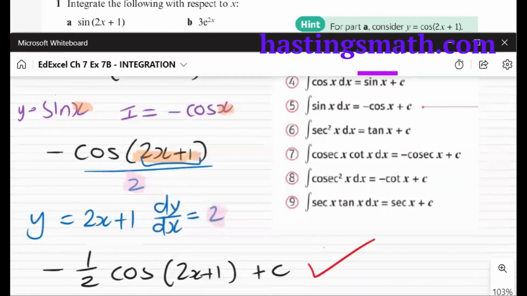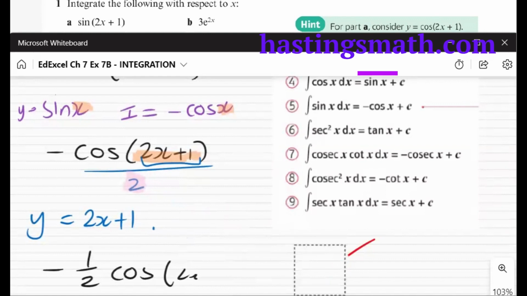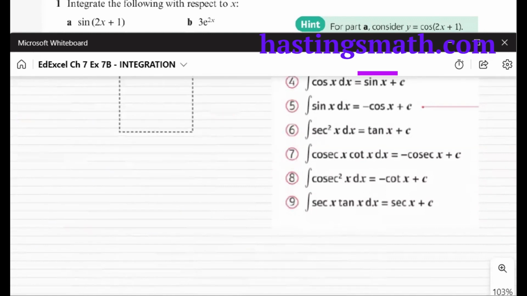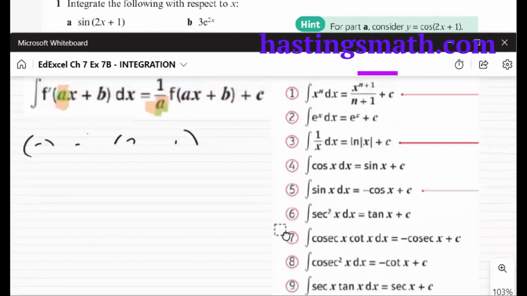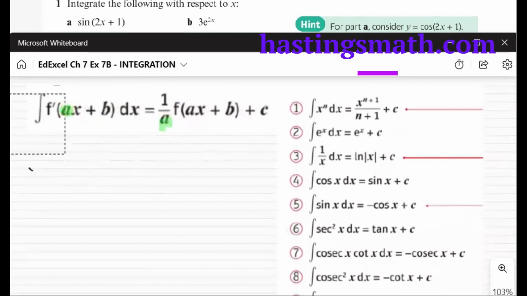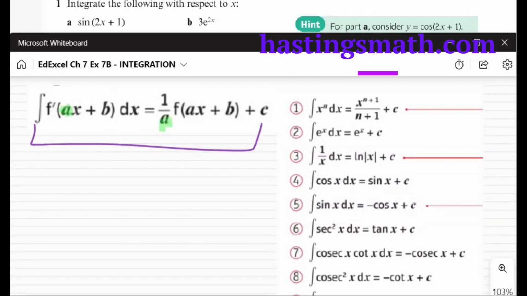Question 1b is another application of the chain rule. Up at the top here, this is the chain rule in a different form. We're starting from f dash of x, because we're starting from the derivative and we're working towards the integrand. We're going that way around.